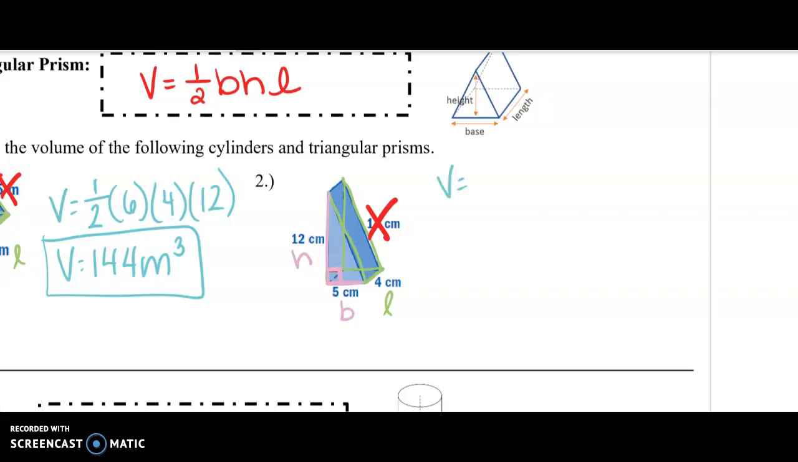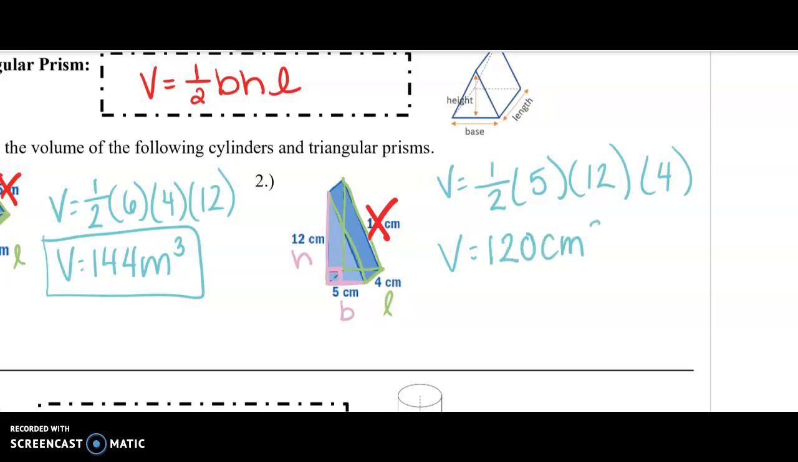So the volume here is 1/2 my base, which is 5, my height, which is 12, my length, which is 4. So my volume, 1/2 times 5 is a decimal, so I'm going to do 5 times 12, which is 60. 60 times 1/2 is 30. 30 times 4 is 120 centimeters cubed.